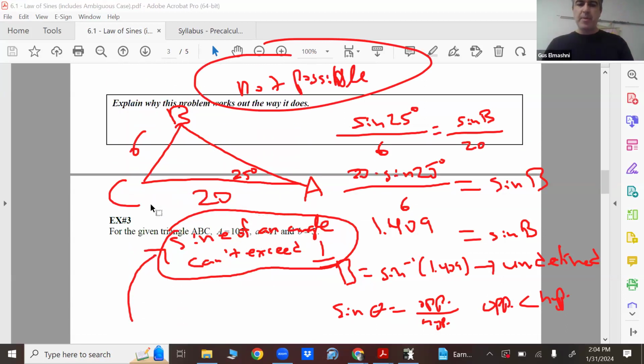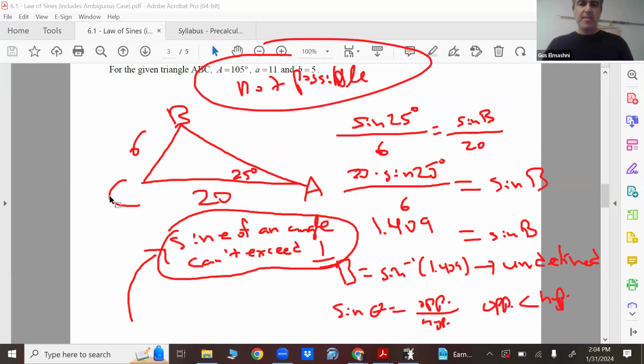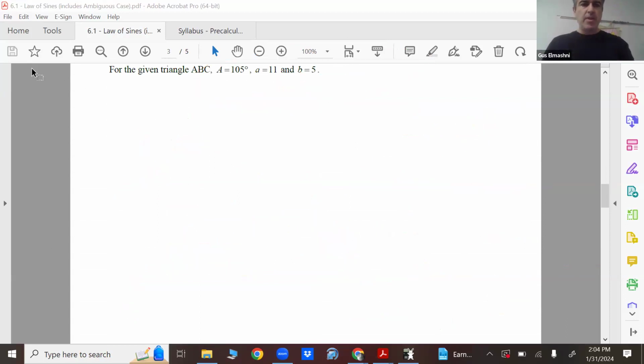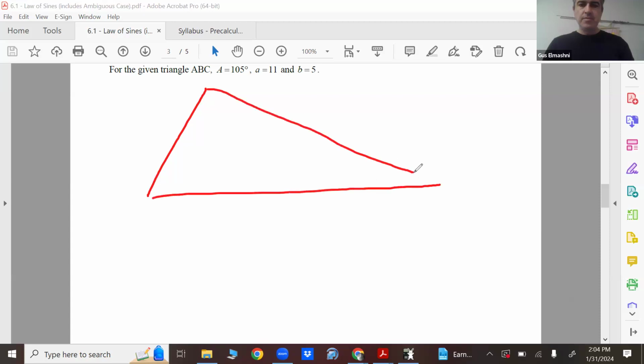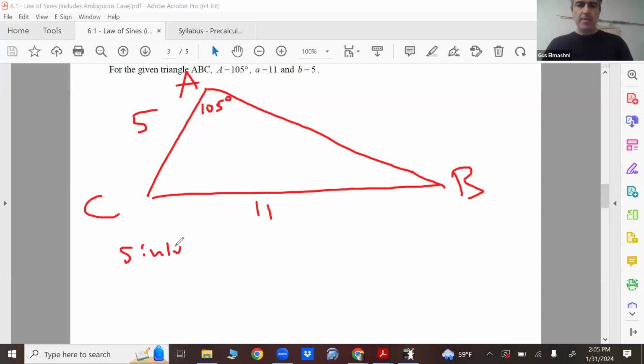All right, now let's move on to example 3. Okay, I swear this one will work. All right, so let's draw this one here. We'll make this angle A. We'll make this angle B. Angle C. 105 degrees, 11, and 5. Okay. We'll set up sine of 105 over 11.